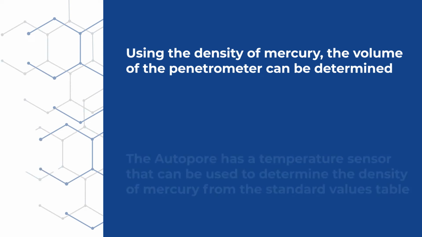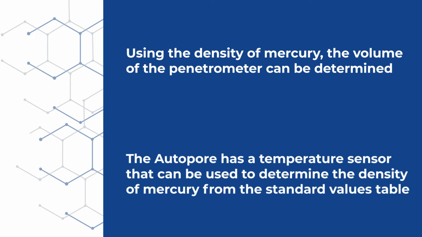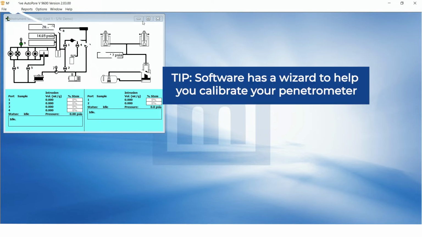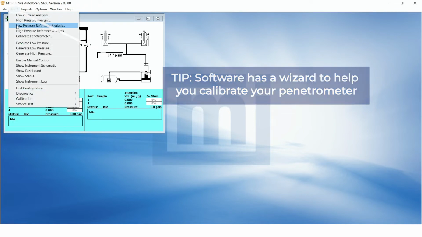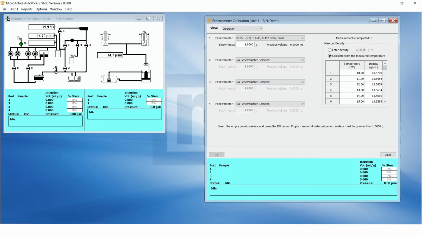The AutoPore 5 includes a temperature sensor near the low pressure system that can be used to determine the density of mercury from a stored table of density versus temperature. The software includes a wizard under the unit menu to help with penetrometer calibration. We recommend that you repeat the determination 3 times and use the average value. You can prepare a penetrometer file that can include the calibrated volume. By selecting the penetrometer when preparing the sample information file for analysis, the volume is loaded automatically.